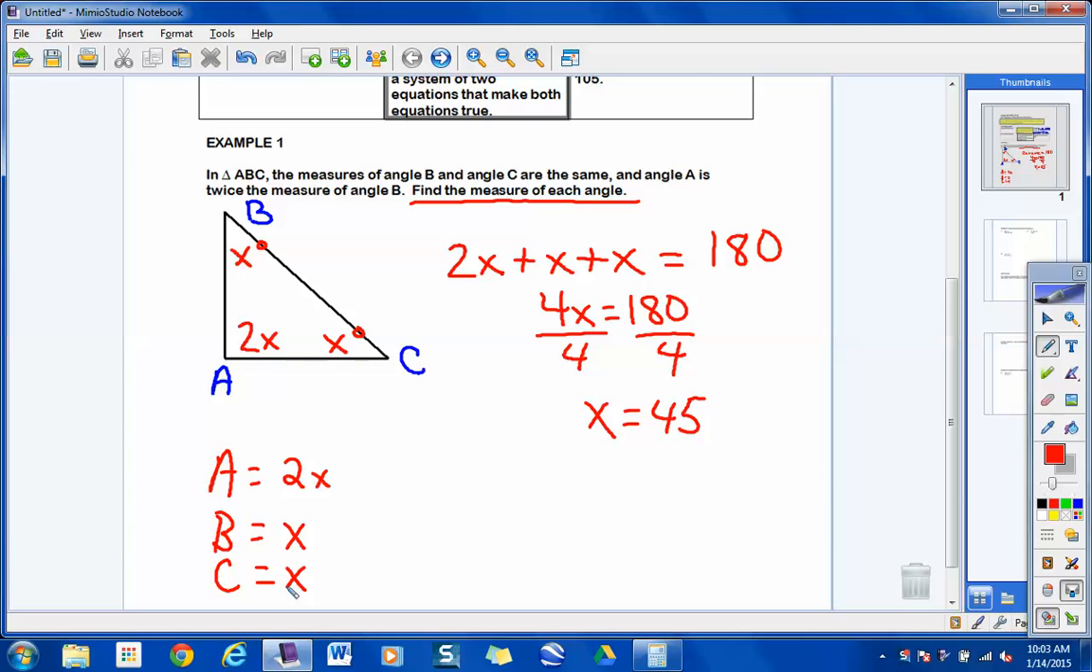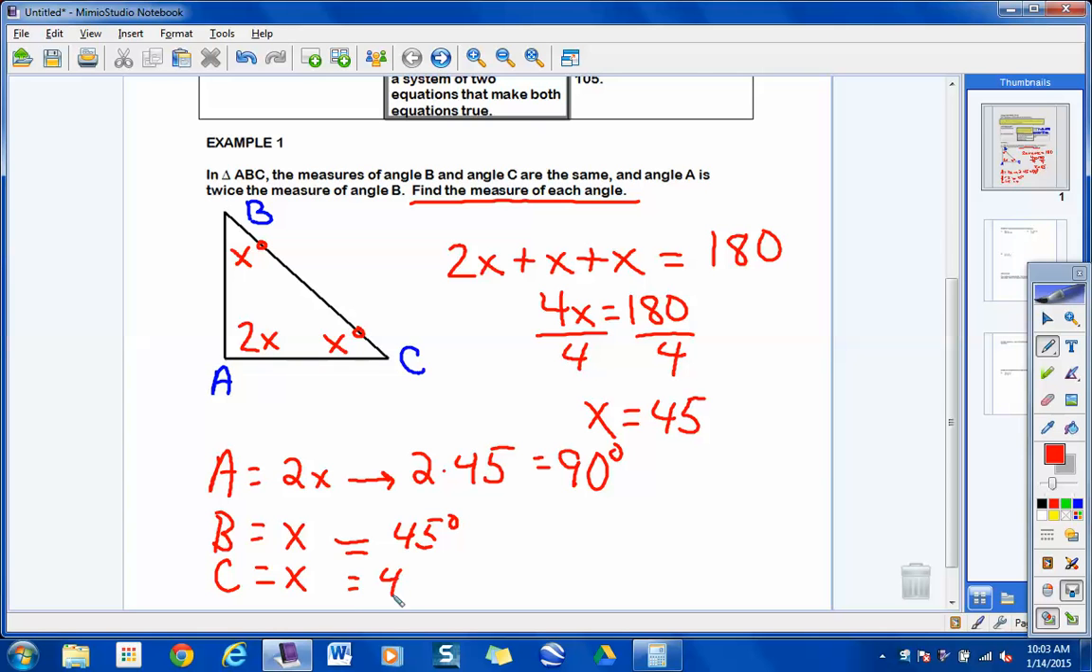Okay, well, if angle A is 2 times x, that implies 2 times what? What do we get for our x value here? That implies 2 times 45, doesn't it? Right? Okay, so 2 times 45, what have you got for our product? 90. Good. So angle A measures how many degrees? 90 degrees. Okay? Well, if B is just equal to x, then this is just equal to what value? 45 degrees. And if C is just equal to x, what's that equal?